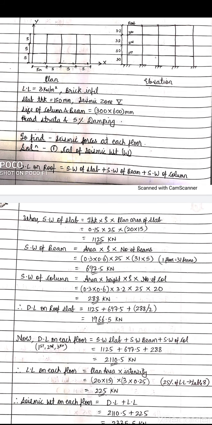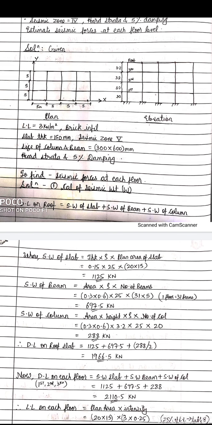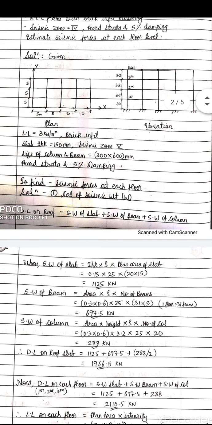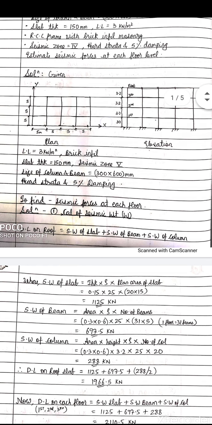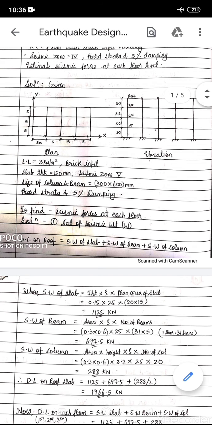Now similarly we'll find out the self weight of the beam. Self weight of the beam is found out by multiplying the cross sectional area of the beam into density into the number of beams. The cross sectional dimension is 300 by 600, so 0.3 into 0.6 into density 25, and then the number of beams, which we have to find out. Let us first see how to find the number of beams. I'll just give you some information. First let us find the beams in the x direction. Always use this method so that you won't make any mistakes.